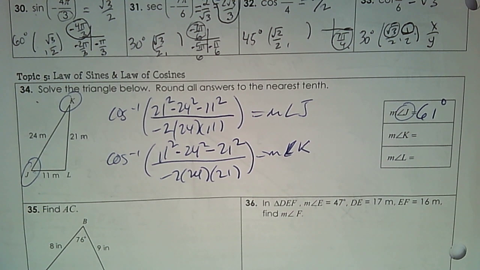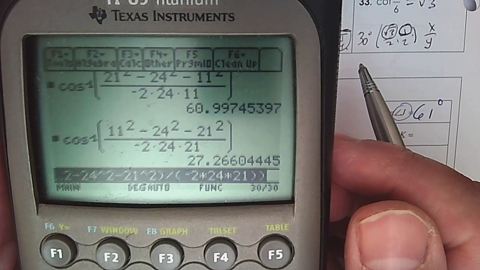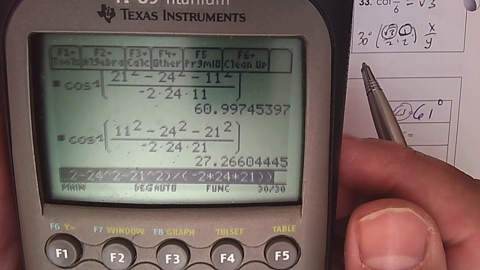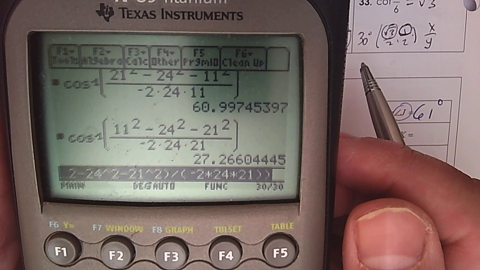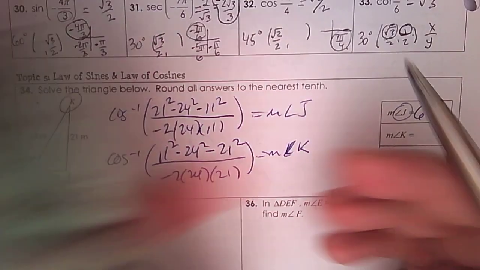See if you set it up the same way I did. Again, when you go inverse cosine, 2 parentheses, 11 squared, subtract 24 squared, subtract 21 squared, and then the denominator is negative 2 times 24 times 21. Close it twice. Make sure you're typing it in correctly. When you do the parentheses correctly, take your time. That's what the picture looks like, and there's your answer, 27.3.